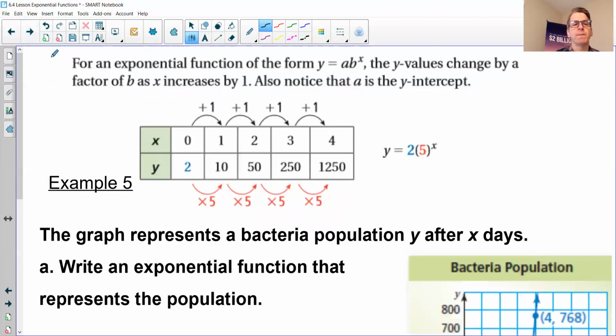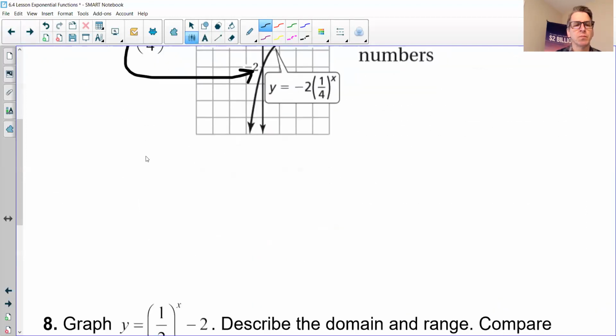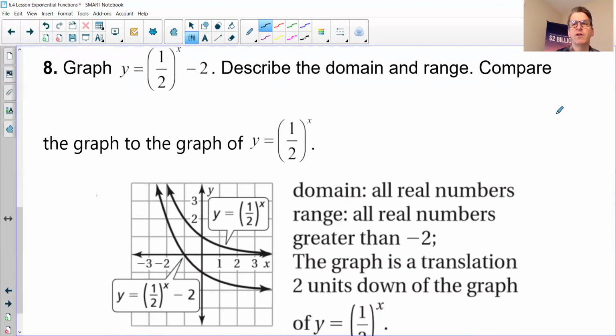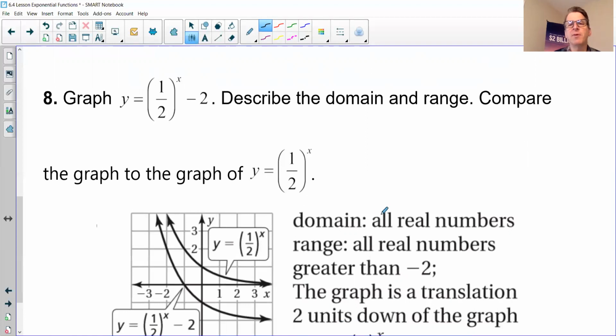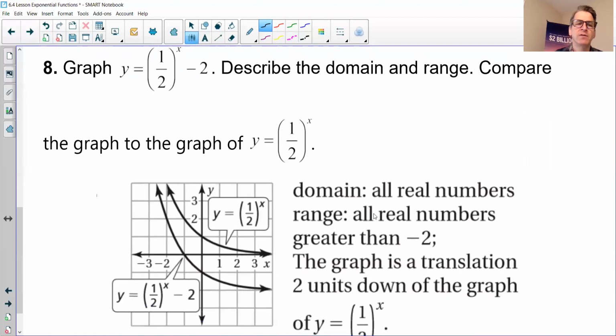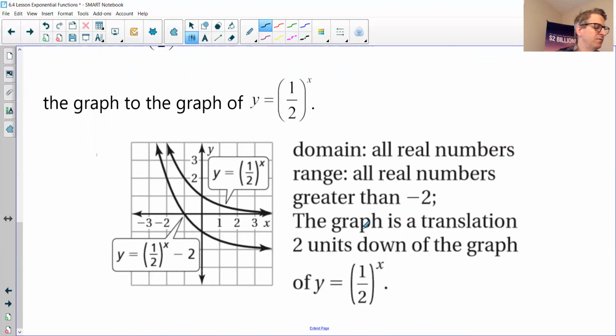Number 8. We're going to graph, in this case, y is equal to 1/2 to the x minus 2, and describe the domain and range. This is an example of two exponential graphs: just the regular 1/2 to the x, which we just covered, and then 1/2 to the x minus 2. This is called a translation. We've covered this before, and it's going to be -2, so it slides down the y-axis 2 units.